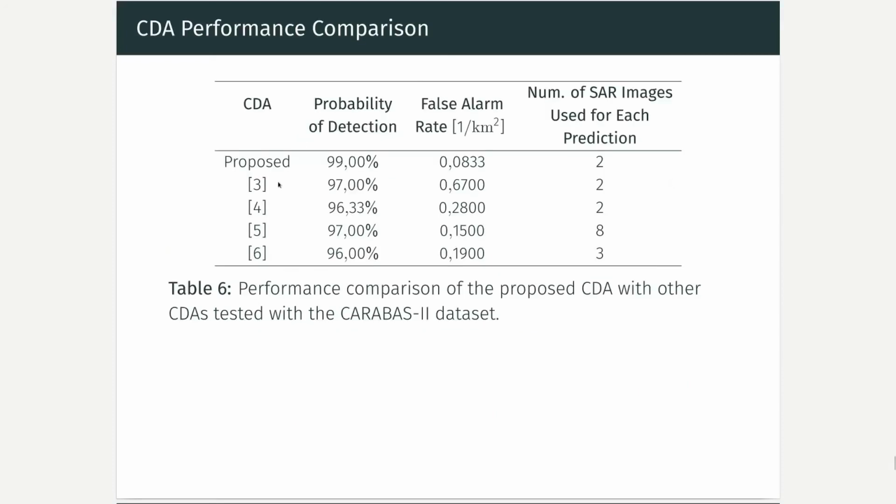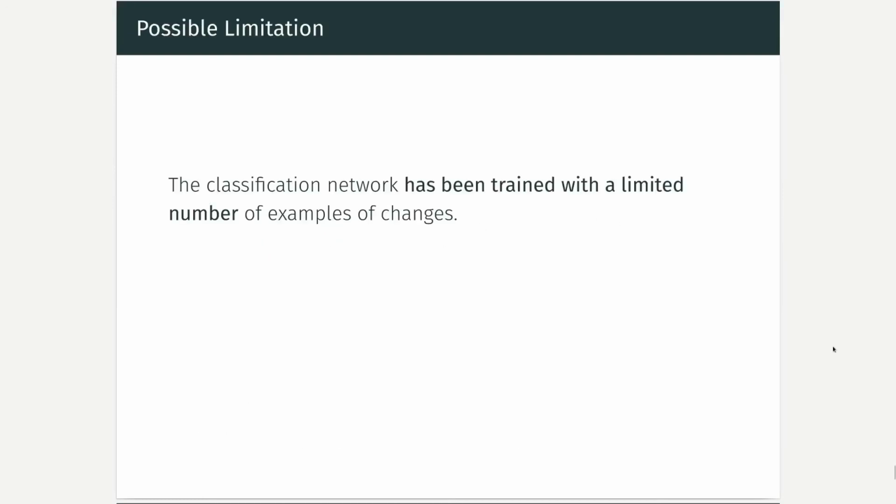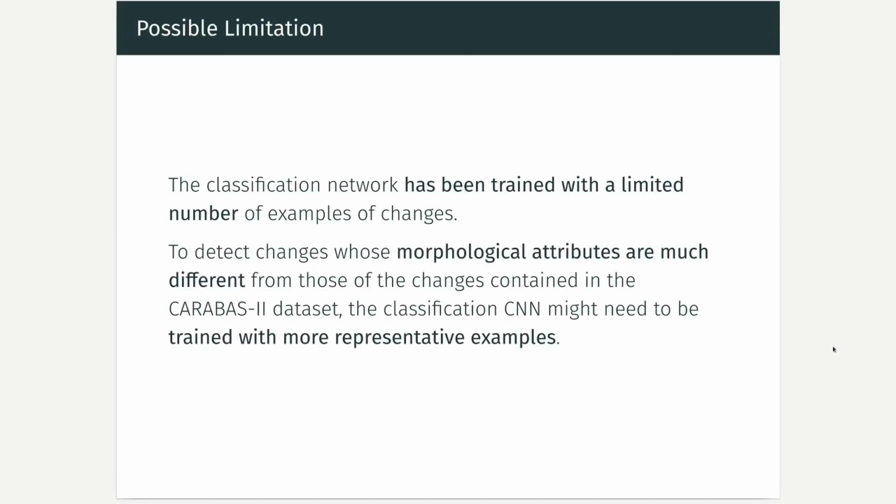Here is a comparison with a point of operation and other algorithms, and the number of images used for each prediction. We can see our CDA can outperform other algorithms, even those which use more than 2 images per prediction. A possible limitation is that the classification network has been trained with a limited number of examples of changes. So if you want to detect changes whose morphological attributes are much different from those of the changes present in the dataset Carabas 2, we would have to retrain the models with more representative examples, of course, like every other neural network would require.